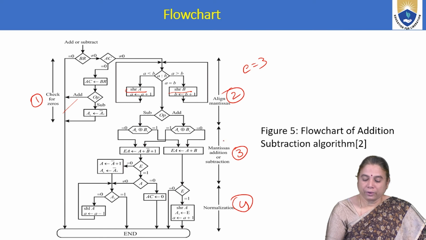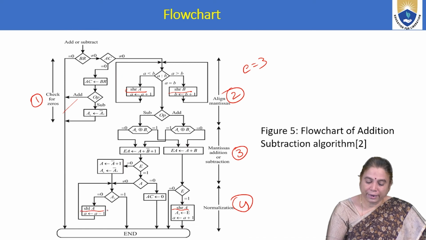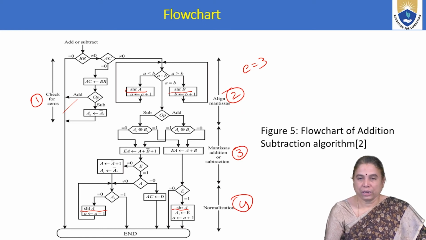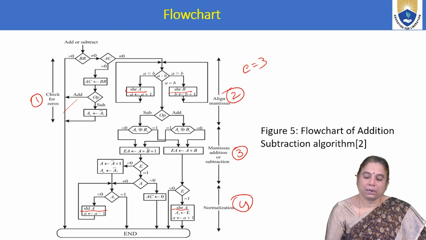Next, during the third step, we have to perform add or subtraction. The addition can be performed directly and the subtraction can be performed with 2's complement addition. So the E value can be checked so that the normalization can be performed again on the result with the help of shift right operation. So in this way, the addition and subtraction algorithm can be performed: check for 0, align mantissas, addition or subtraction, and next normalization of the result.